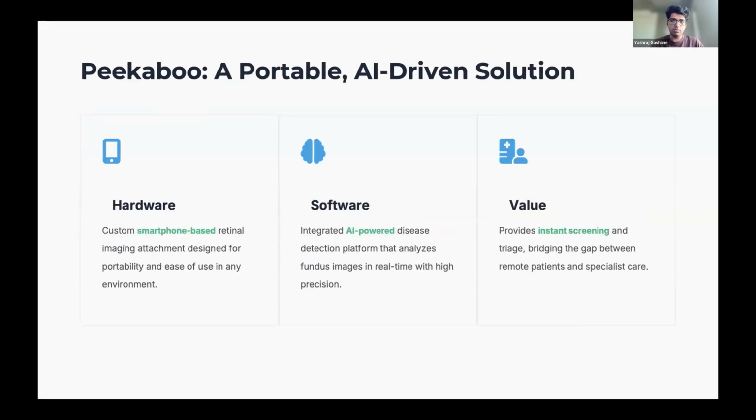So Peekaboo is a portable AI-driven solution. The idea is to have a device. It is just a lens which fits on top of a smartphone, with an application on your smartphone which would help you capture images. The idea is to help doctors, though it may not necessarily be doctors, but healthcare professionals or nurses who can go out in the field, reach out to people, and do the screening right at the side of the patient.